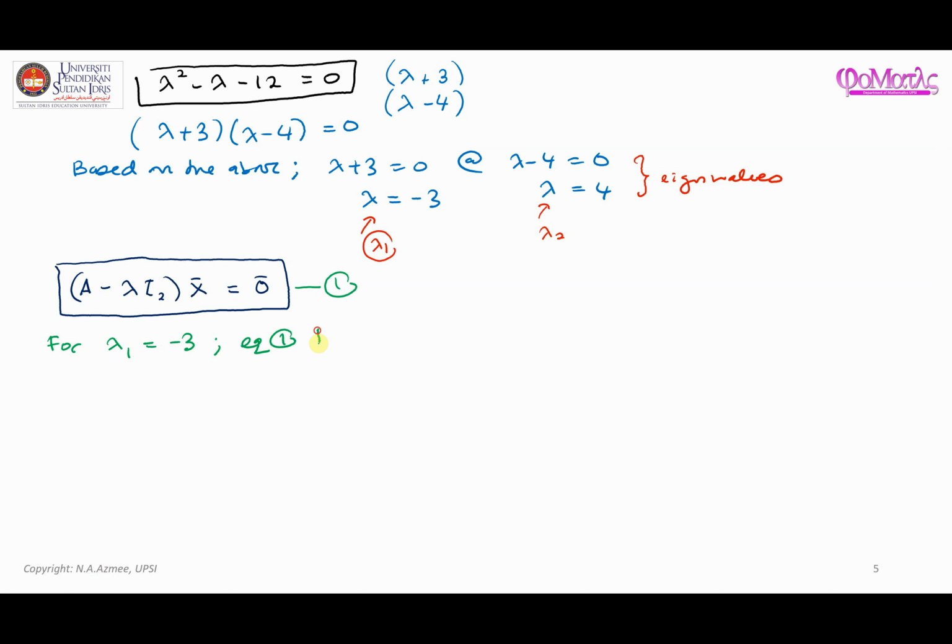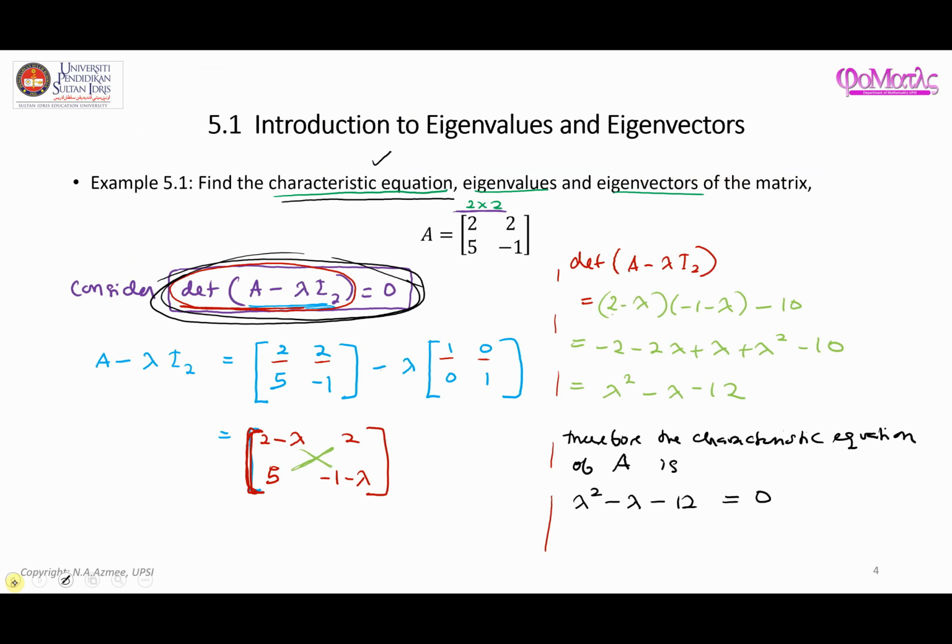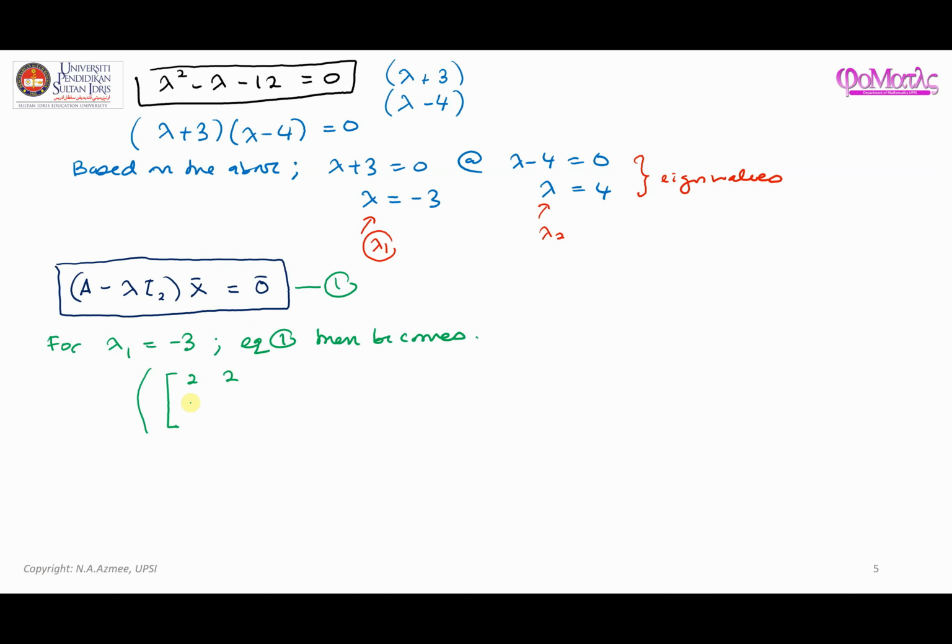So equation 1 then becomes, what is A? A is 2, 5, negative 1, 2, 5, negative 1, minus, I'm just going to plug in the value of lambda. Lambda 1 is negative 3, so negative 3 times the identity matrix 1 0, 0 1.